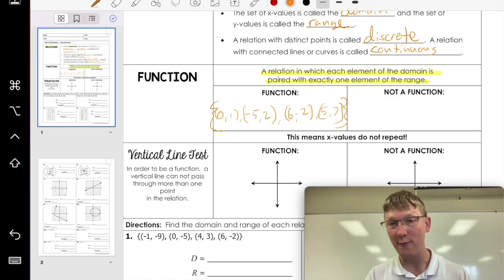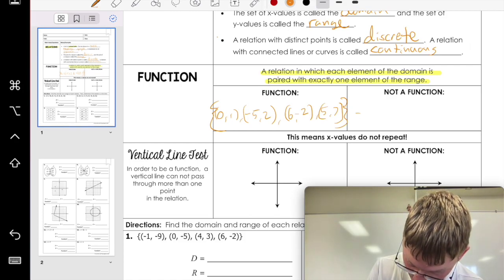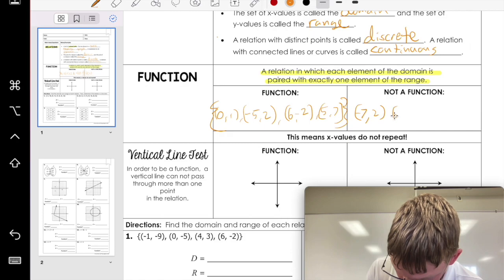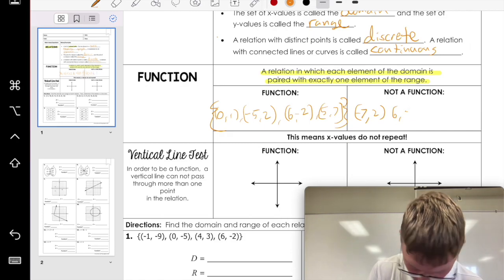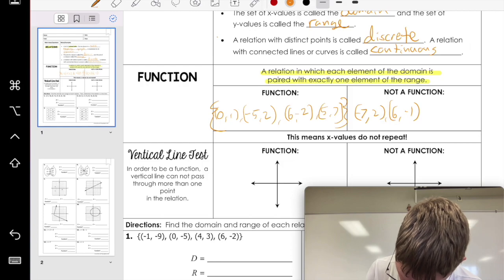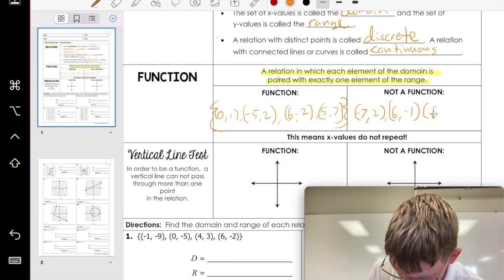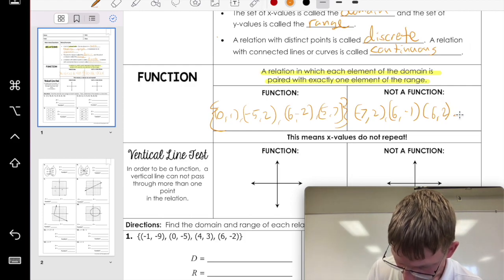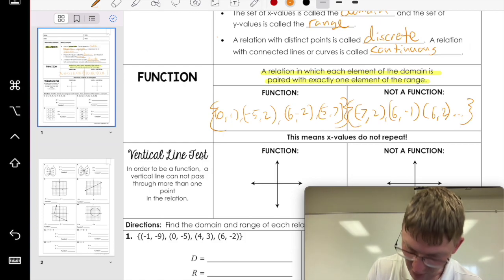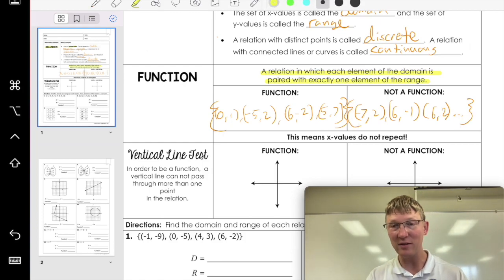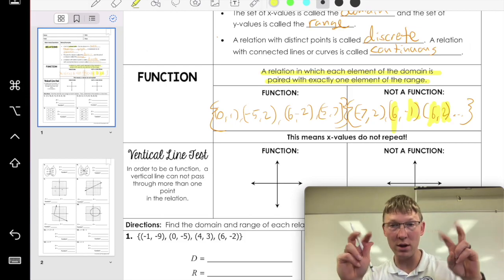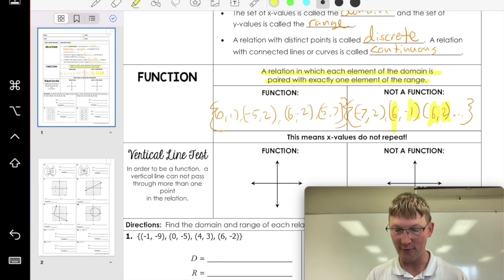An example of not a function would be something like: we've got (-7, 2), (6, -1), (6, 2), and so on and so forth. At that point, it doesn't really matter. This is not a function because we have two x values that have two different y values. So it doesn't have a one-to-one relationship, so it's not a function.